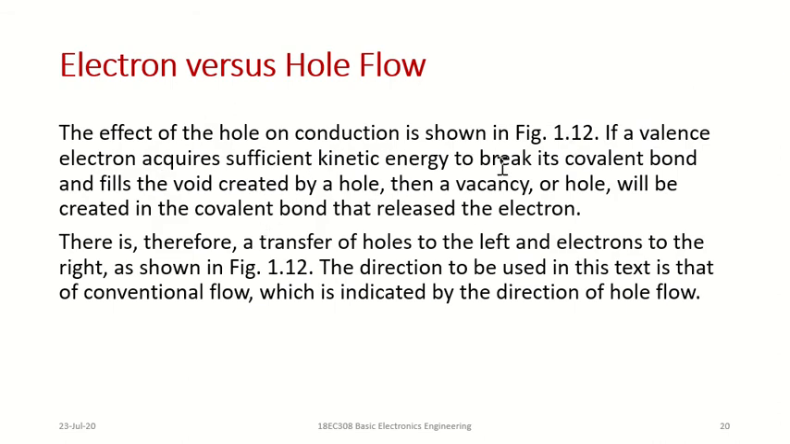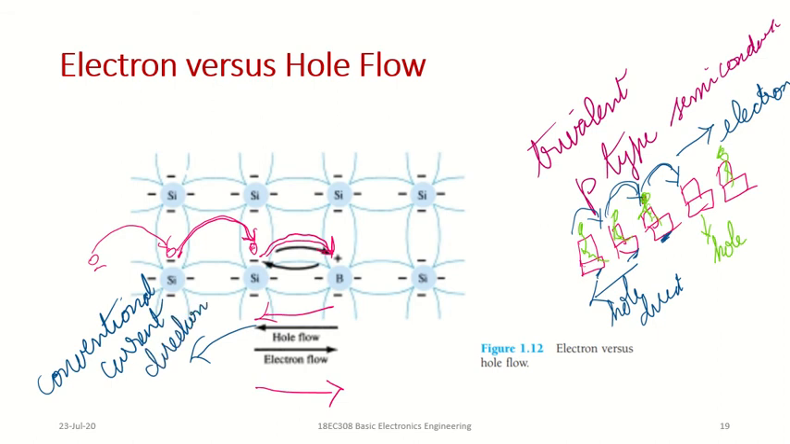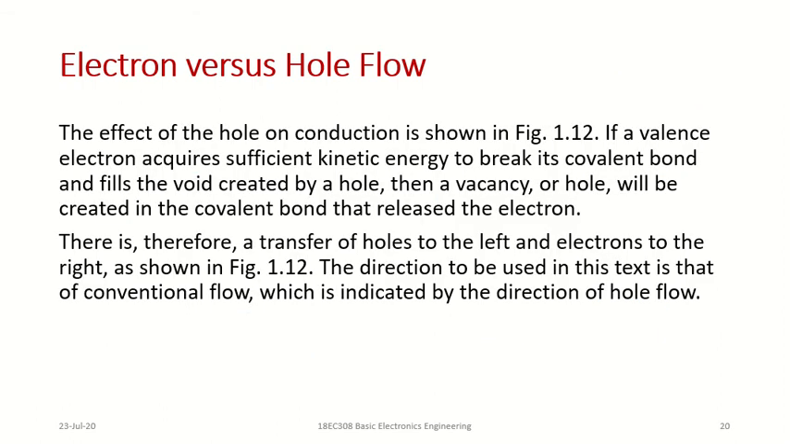If sufficient kinetic energy breaks the covalent bond, a void is created, which is the hole. And remember this: the hole current direction is also called the conventional current direction. Conventional current direction is, simply speaking, opposite to the direction of electron flow.